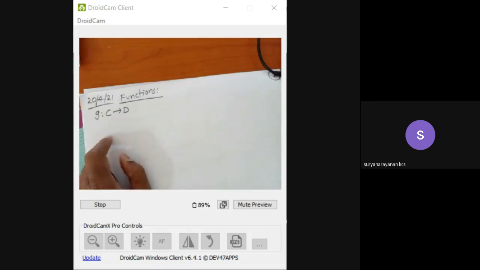What is the function here? Can you tell me, Blessina? What is the function here defined? What is the name of the function? Blessina? G, sir. G is the name of this function. G. What is the domain of this function? Steins-Jensen? What is the domain of this function G?